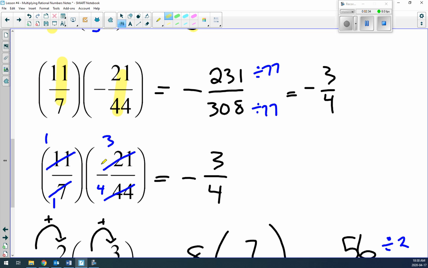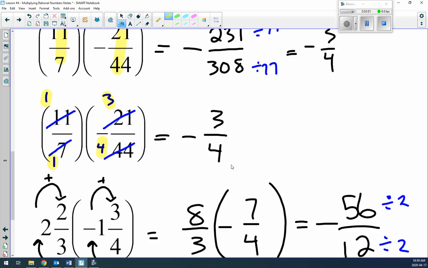So look at 7 and 21. What goes into both of those? 7. 7 divided by 7 is 1. 21 divided by 7 is 3. Then we look at the 11 and 44. What's common to both of those? Well, 11. So 11 divided by 11 is 1. 44 divided by 11 is 4. Now we can multiply straight across. 1 times 3 is 3. 1 times 4 is 4. And remember, your answer is negative because we had a positive times a negative. So this way, reducing it works really well to get the final result.